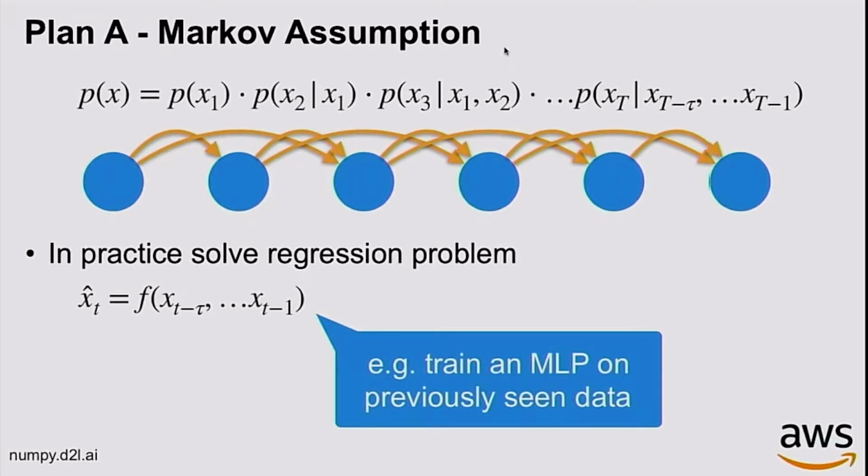What we can do is remove all the other terms and keep just the tau terms, from t minus tau to t minus 1, and use those to predict the current x_t hat. And what model can we use? For example, an MLP, the basic dense layer, to predict, because in this model we only have these tau features.